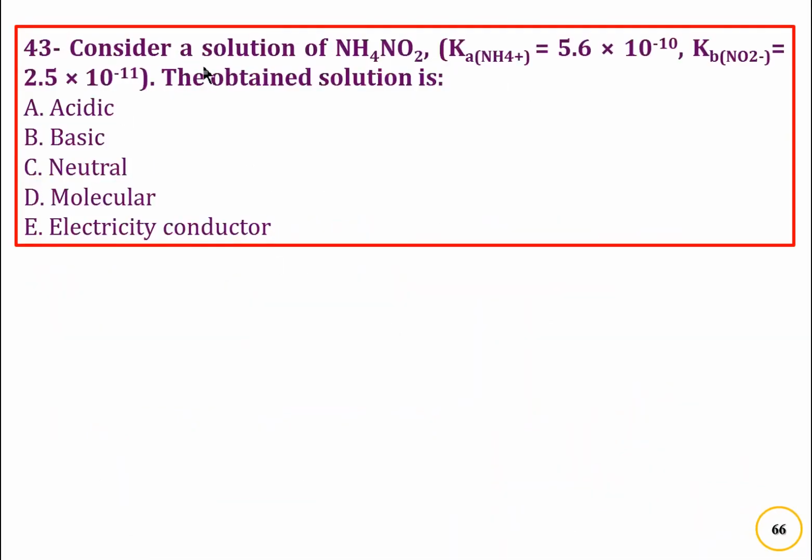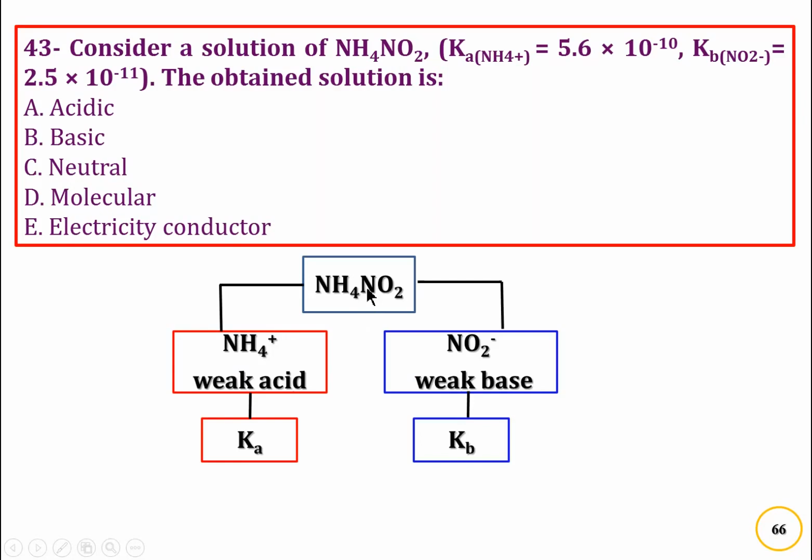Exercise 43. Consider a solution of NH4NO2 dissolved in water. What is the nature of the solution obtained? First of all, NH4NO2 is a strong electrolyte that will dissociate completely into NH4+ and NO2-. The reaction between NH4+ and NO2- is very limited.